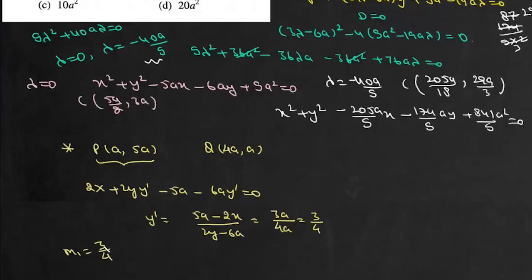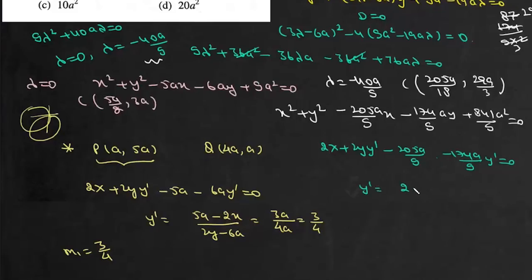And if we differentiate the second one, we'll get 2x plus 2y y' minus 205a by 9 minus 174a by 9 y' equals 0. Then here y' will be (2x minus 205a by 9) upon (174a by 9 minus 2y). Now again we'll put x as a and y as 5a.